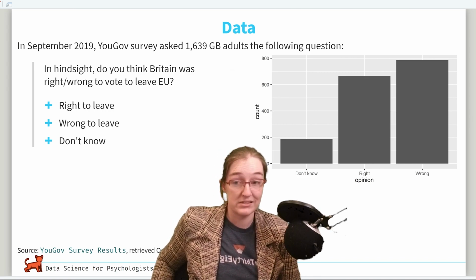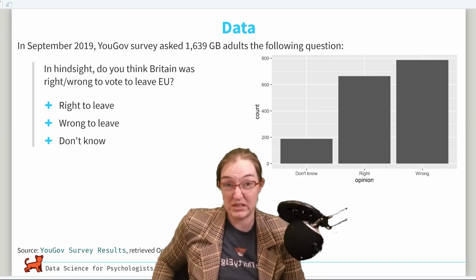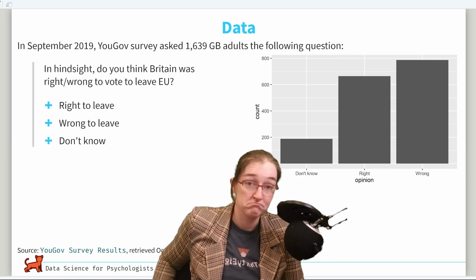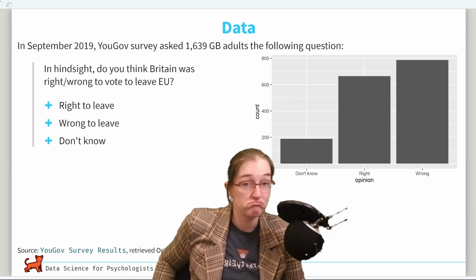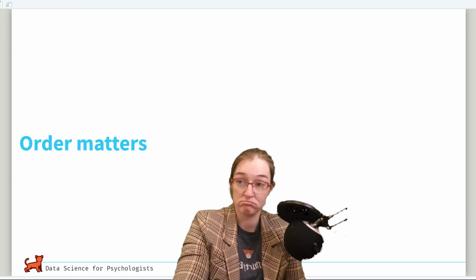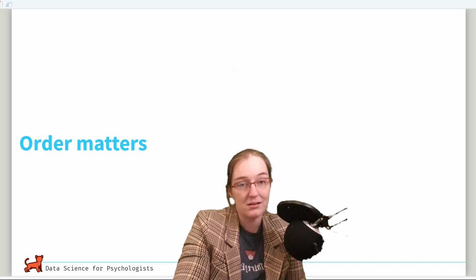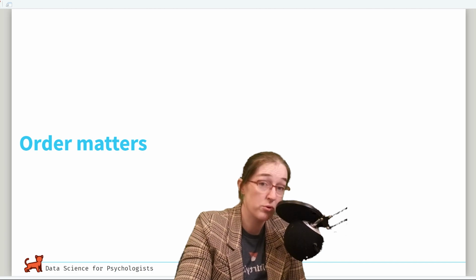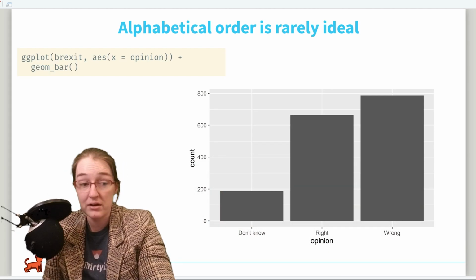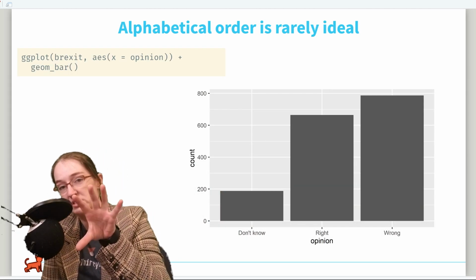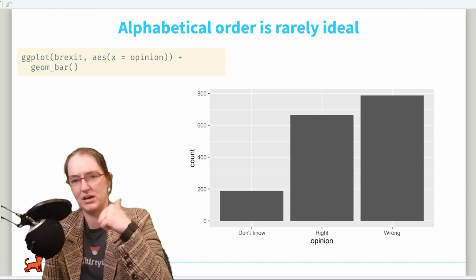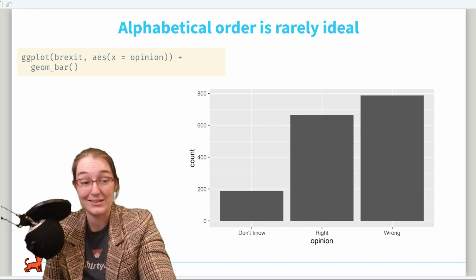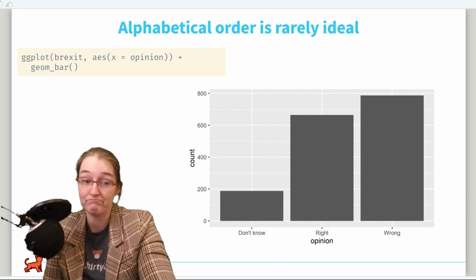Cool. So the most basic plot here is just those three groups as a count. But let's break down those various guidelines. Let's start with order mattering. So this is just a zoomed-in version of the plot from two slides ago, where we're ordered alphabetically.